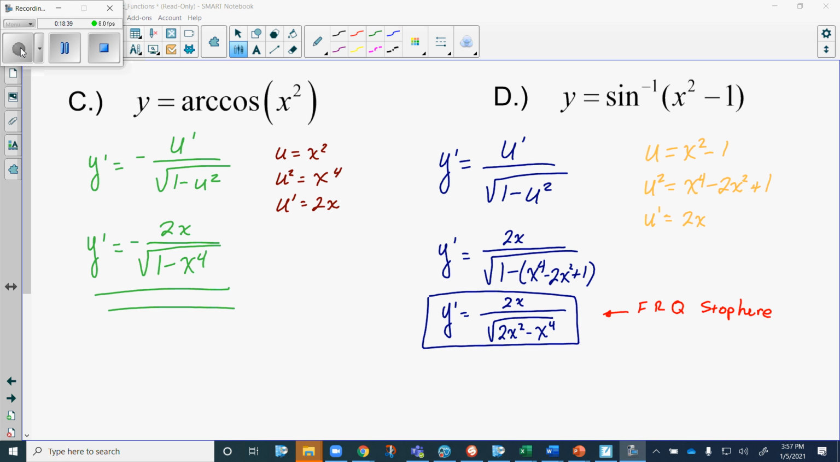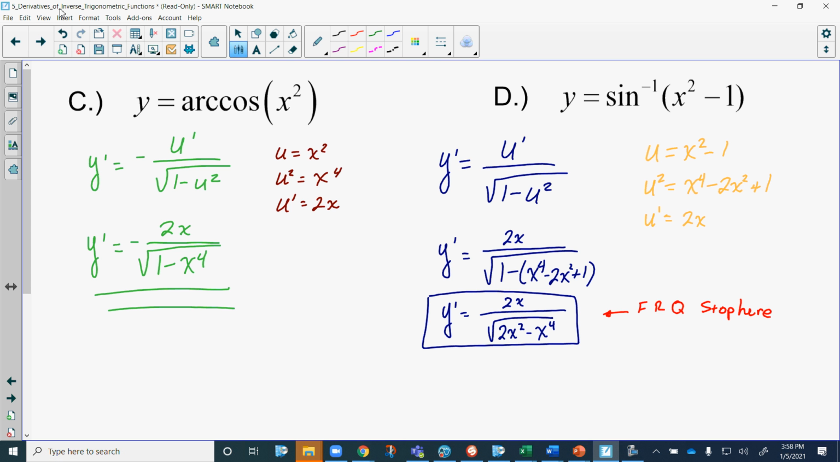So, for example C, not really much in the way of a challenge if you have been paying attention to what we did on the last couple of examples. The u term that we're going to be looking at for the rule would be the x squared value. So u squared is x to the fourth, and the derivative of u would be 2x. So just plugging them into the rule is all we need to do. We wind up with y prime, the derivative of the inverse cosine, in this case would be negative 2x over the square root of 1 minus x to the fourth power.